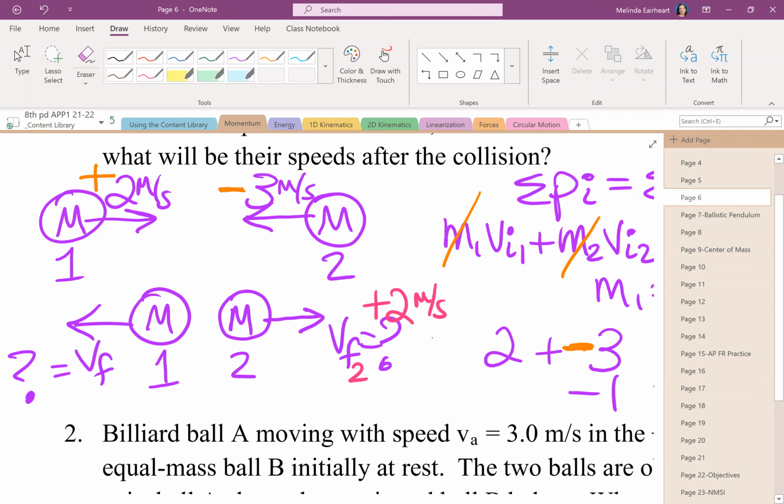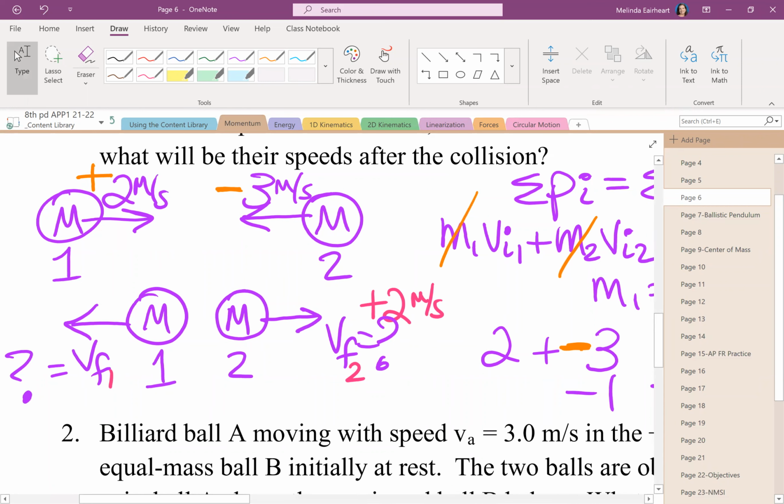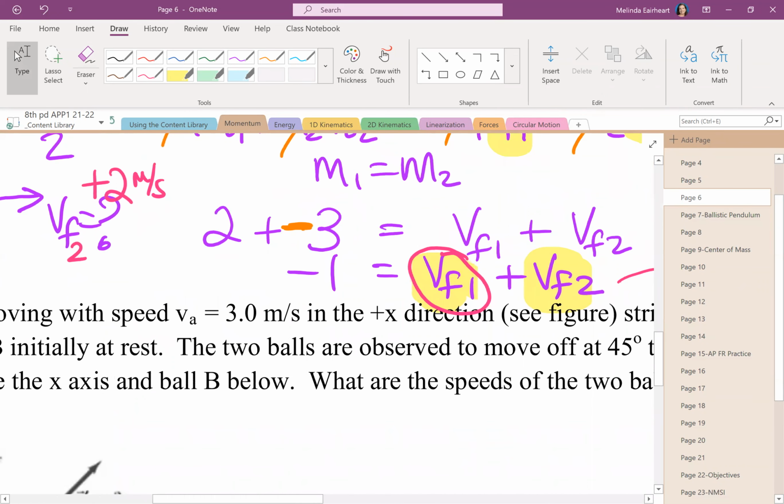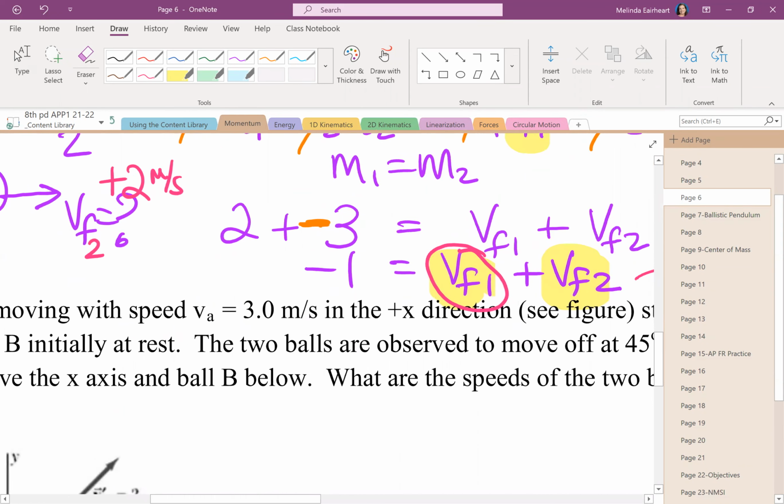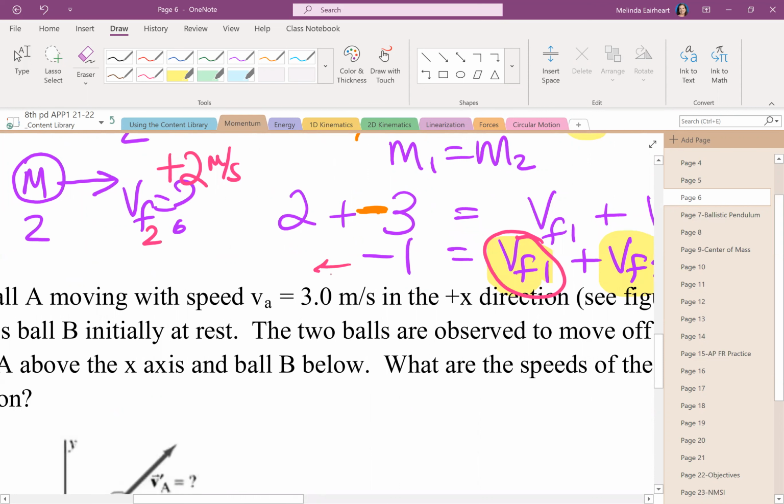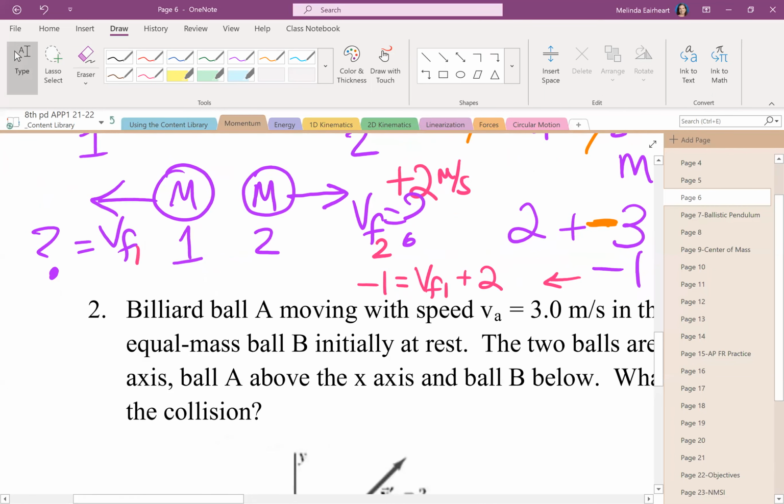And then how do I find the other, VF1? I plug it back into one of my simpler equations. Hey, don't they add to negative 1? And so if I say, so keep this one going over here, negative 1 equals, well, VF1 is what we want. And this one's 2. It's what? Minus 3. And so we get negative 3 meters per second for the first ball.